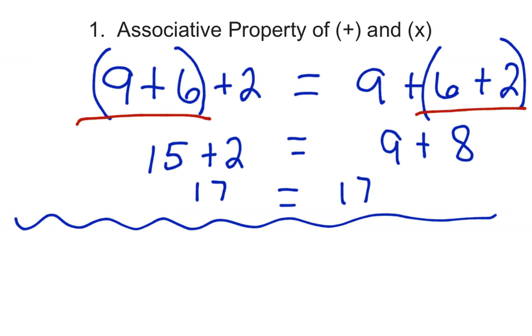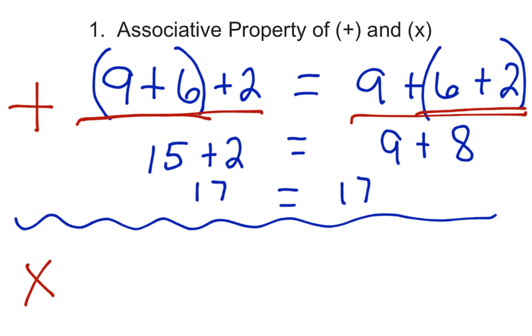One big thing I want to point out on this is notice that I never rearranged any of the numbers. I didn't take the 9 and the 6 and flip them around and write it as 6 plus 9. I'm not doing that. That's a different property. Basically, I have the exact same order here and here. I just decided to put parentheses around two of the different numbers so that I added it differently. So this one here would be the associative property of addition because everything's being added.